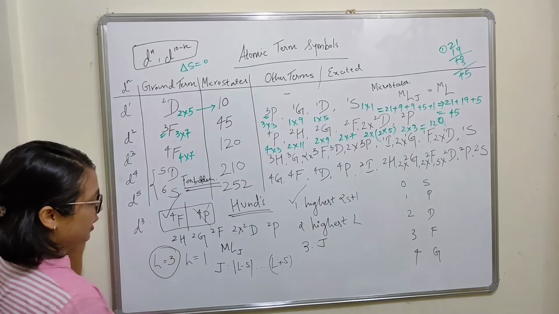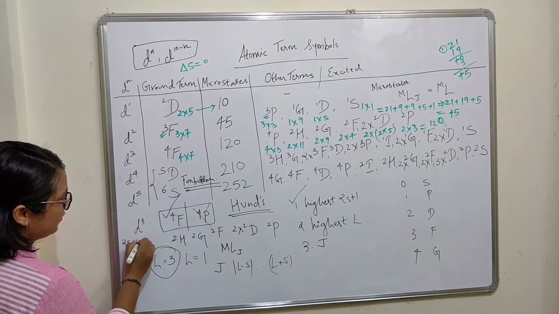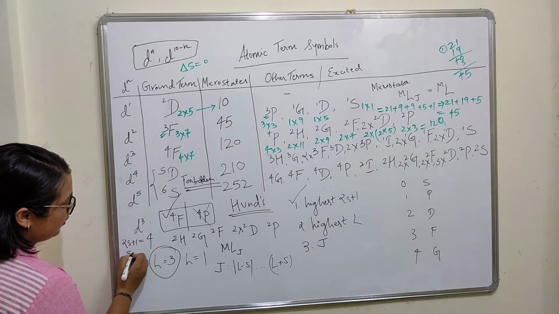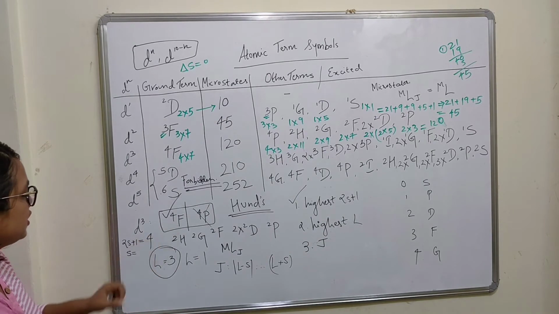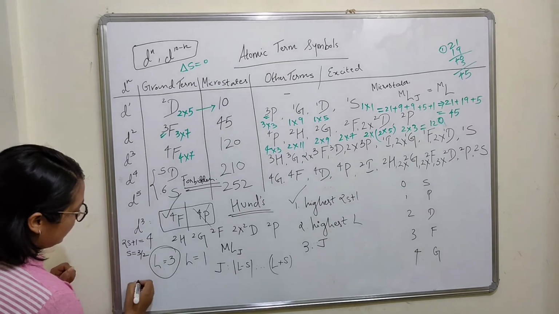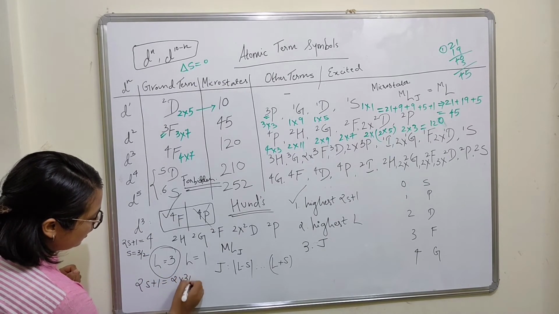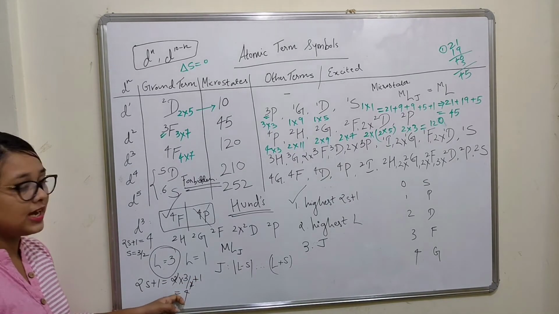So what do I have? 4f, right? 4f. So my 2s plus 1, what is the value? 4. Okay, so the spin is going to be, how do I calculate? This is for 3 electrons, so this is going to be 3 by 2. Okay, right. I hope you all understand. 2s plus 1 is 2 into 3 by 2 plus 1, which is going to give me 4.